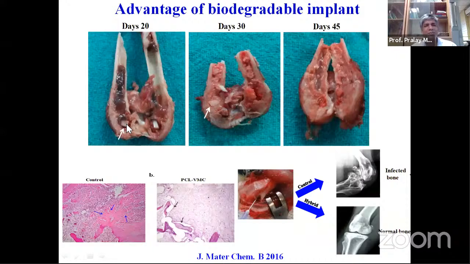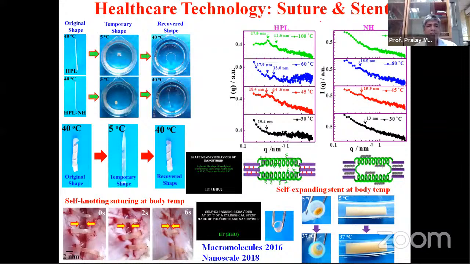This is a very tedious experiment. We have done it: in 20 days we have seen the polymers are still there, and at 30 days the polymers are still there, but at around 45 days the polymers get biodegraded or bioabsorbed within the body, and then there are no polymers, but the bones are healed. And here are just the small applications.